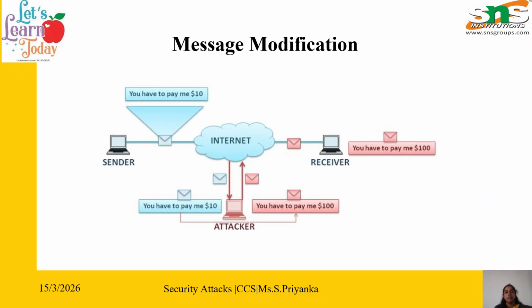Next is message modification. In this case, the sender sends a message which will be modified. The message says you have to pay $10. Through the internet, the attacker receives the message and changes it to say you have to pay $100, and it is sent again to the receiver. The actual message was sent as $10, but the received message is $100. So here message modification takes place.